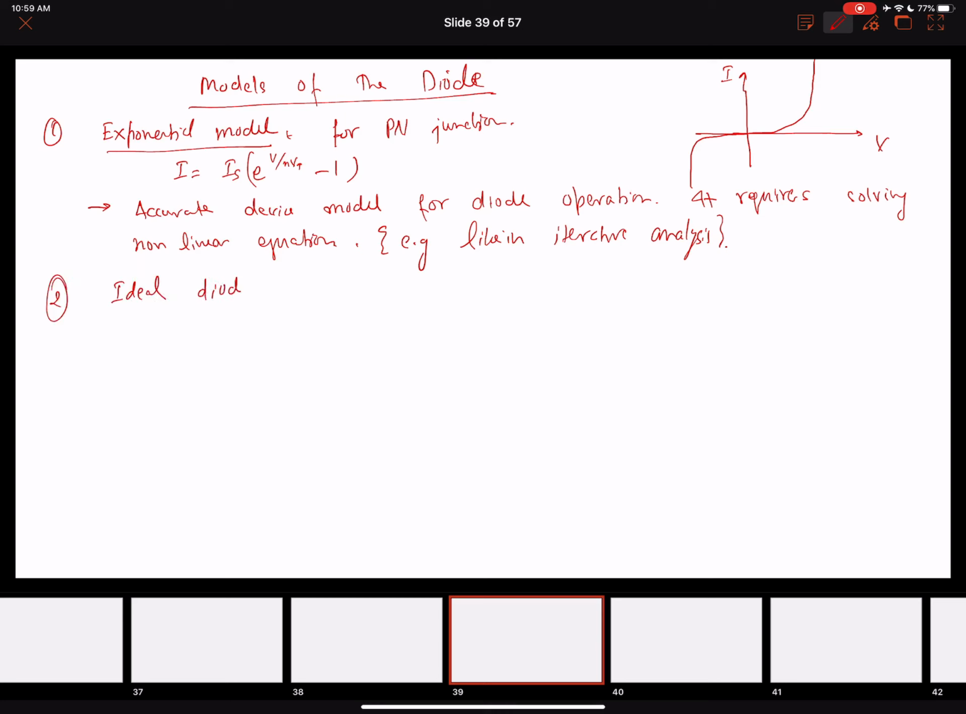All right, the second model is our ideal diode model. So let's make the VI characteristics for that as well. V and I. Our ideal diode model is, this is a reverse bias, it is open circuit, and at 0 it will become short circuit. So this is an ideal diode model.